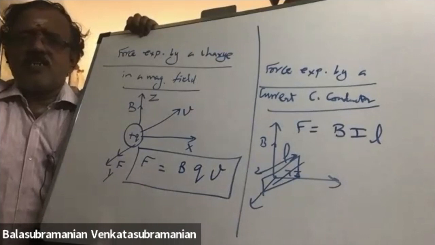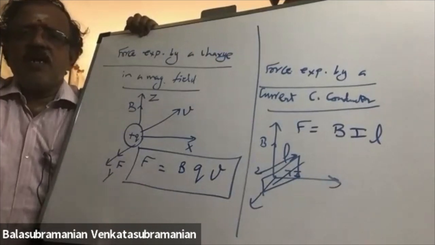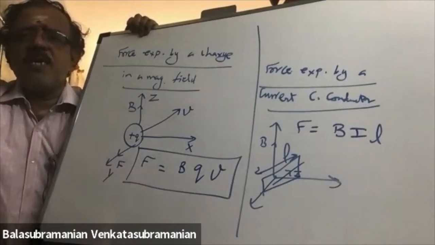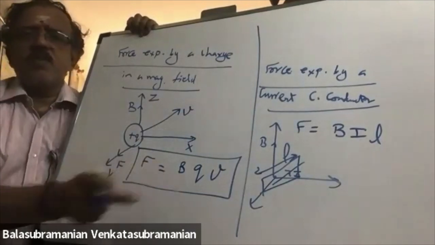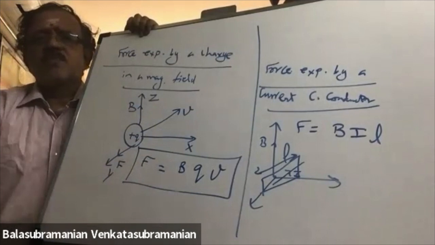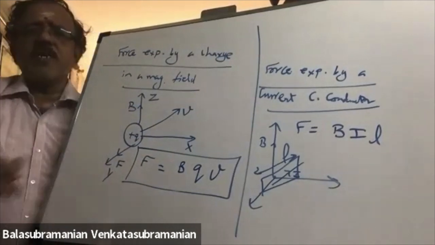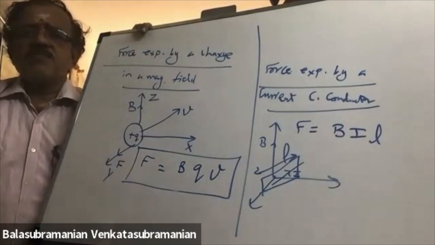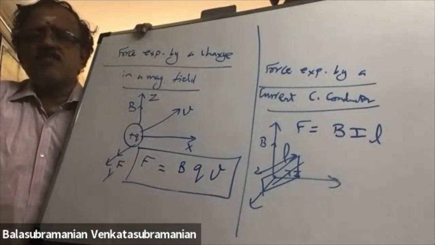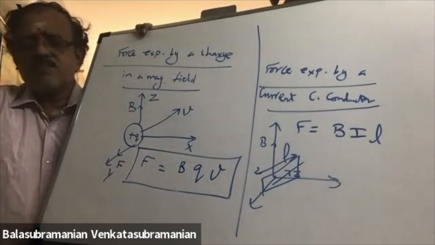Actually, a theta factor should come there for your level. I am not talking about the theta factor. Actually, BIL sin theta is the formula. BQV sin theta is the formula here. For simplicity, I am omitting that sin theta concept for this primary level. Okay.